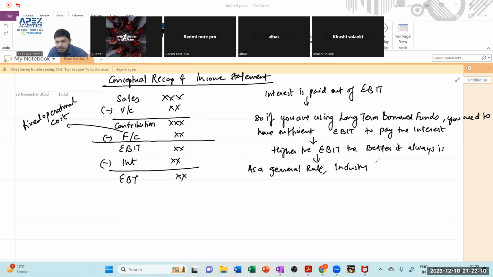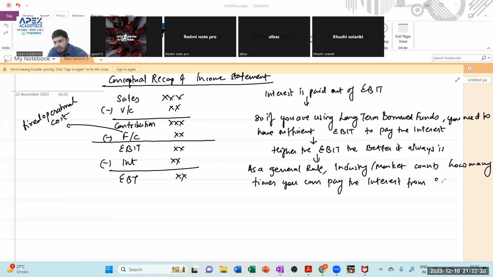industry or market counts how many times you can pay the interest from EBIT. What is this called? This is called interest coverage ratio.